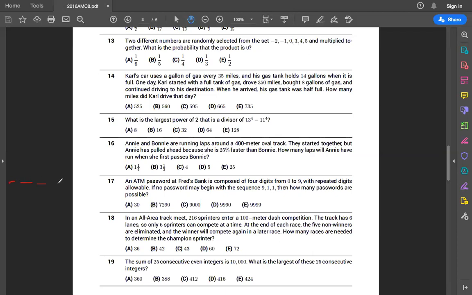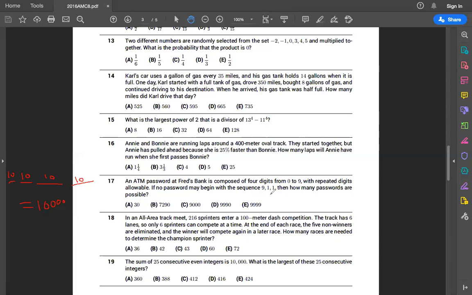Each digit has 10 possibilities, since there are no restrictions on repeats or anything. So that'll be 10,000 possibilities. But we have to take out the sequences that start with 911.